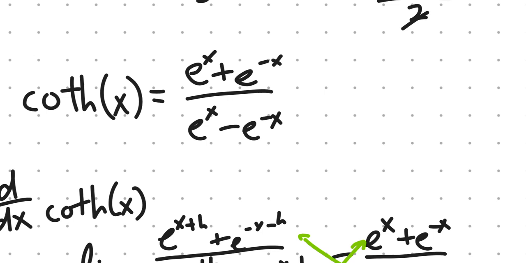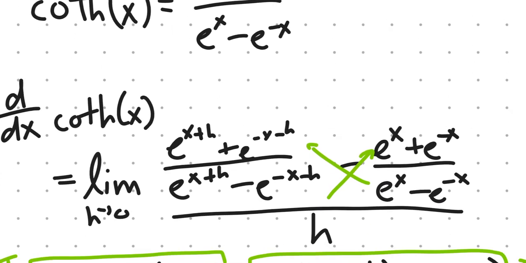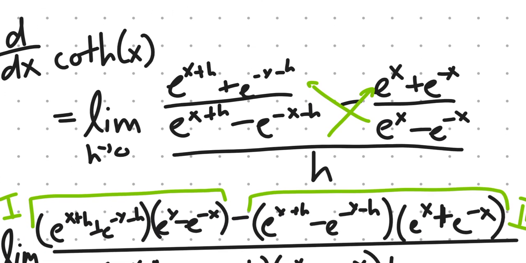We can use this exponential representation to put it in the limit and then try to find what comes out of the limit. So the derivative of cotangent hyperbolic of x is equal to the limit as h approaches 0 of e to the x plus h plus e to the negative x negative h over e to the x plus h minus e to the negative x minus h, and the whole thing minus e to the x plus e to the negative x over e to the x minus e to the negative x, all over h.